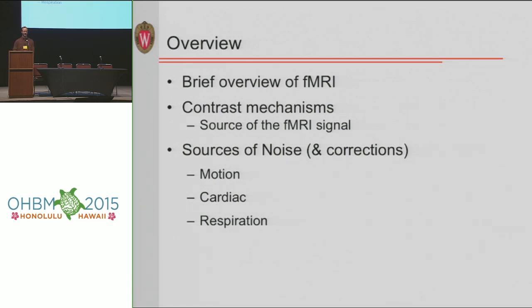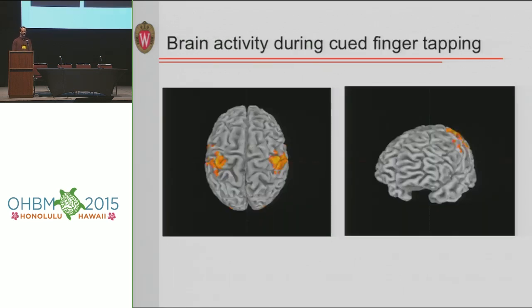There are three particular sources of noise that I focus on. One is motion, the other is cardiac, and then respiratory effects. Of course there are a lot of other sources of noise, but I think these are some of the more dominant ones. So you just saw a number of really amazing examples of functional MRI data.